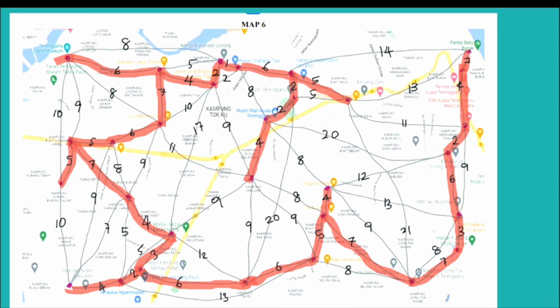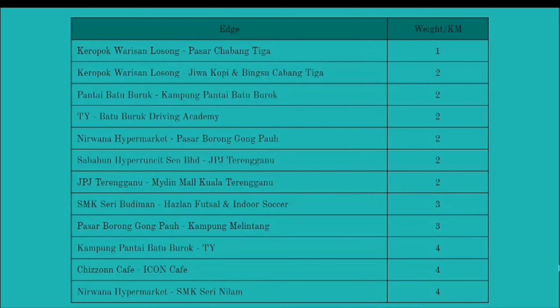And to solve this question, our team has used the Kruskal algorithm. So we start with the least weight first, which is weight 1, from Keropok Warisan Losong to Pasar Cabang 3. The next least weight is weight 2, which is from Keropok Warisan Losong to Jiwa Kopi and Bingsu Cabang 3. Next, Pantai Batu Buruk to Kampung Pantai Batu Buruk. TY to Batu Buruk Driving Academy.